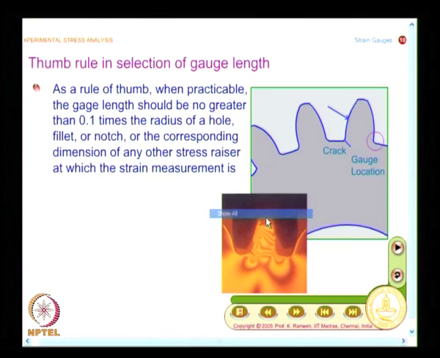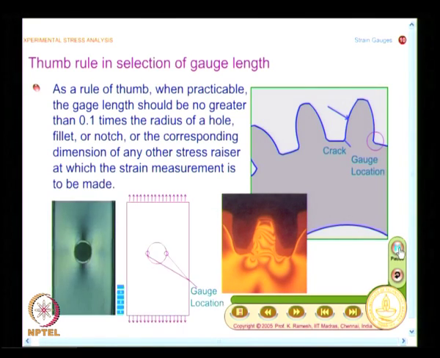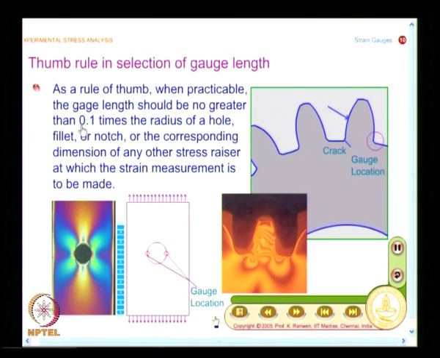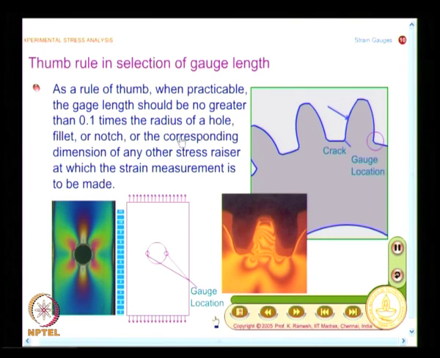So, you have a thumb rule. What is a thumb rule? We will look at the thumb rule, and what it says is, it is about 0.1 times the radius of a hole, fillet or notch. Here you are talking about a fillet. So, you take only 0.1 times of that. It may not be practically feasible sometimes, but you have to have a trade off in your selection.